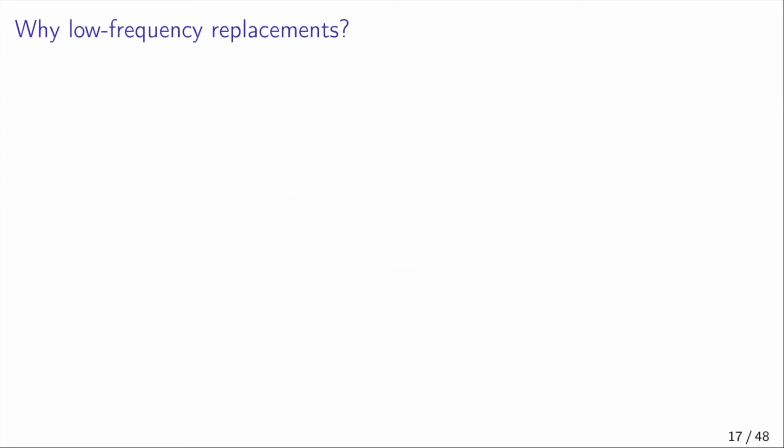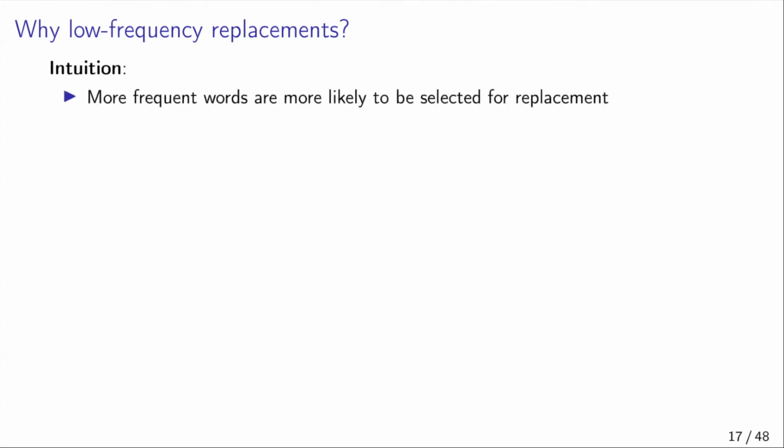Next, I'll try to talk a bit about why those low frequency replacements actually happen. So what is the intuitive idea of why we have those low frequency mappings? Intuitively speaking, we can say that more frequent words are more likely to be selected for replacement just because they are, by definition, more frequent.